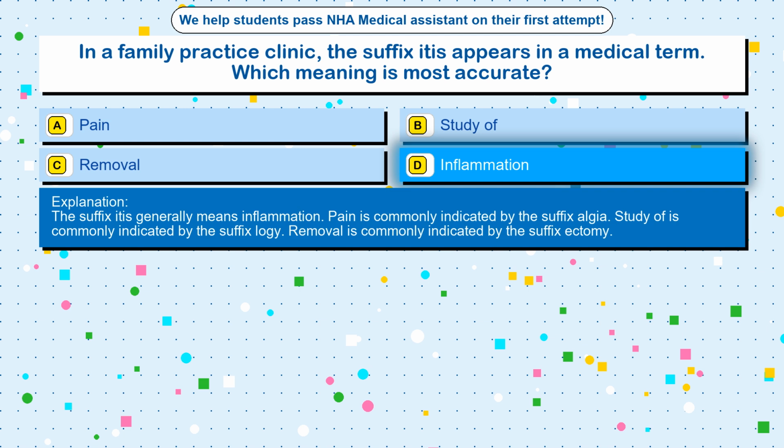Pain is commonly indicated by the suffix algia. Study of is commonly indicated by the suffix logy. Removal is commonly indicated by the suffix ectomy.